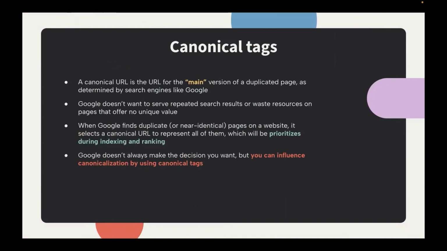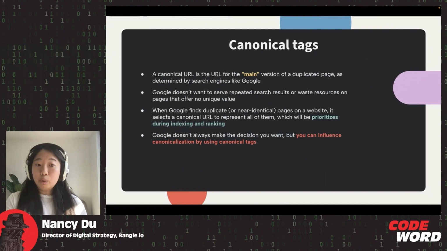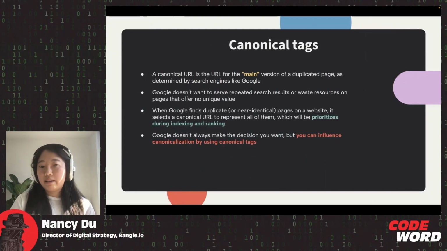The next tag is the canonical tag. This one's a little confusing, but essentially a canonical URL is the URL for the main version of a duplicate page. So this is only really relevant if you have two pages with similar content or duplicate pages altogether. In those instances, Google is going to make a guess for you on which is the main page. This is because it doesn't want to serve the same repeated results and waste resources on that. So it's going to pick one page to determine to be the main page, and that's the only page that's going to be prioritized for indexing and ranking.